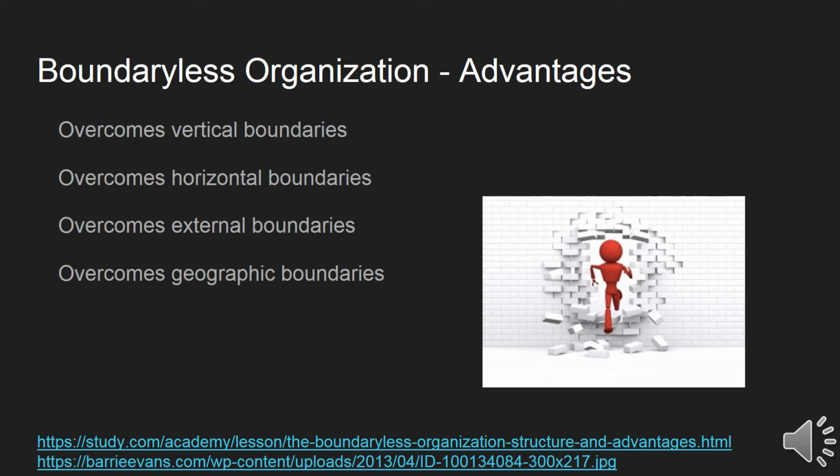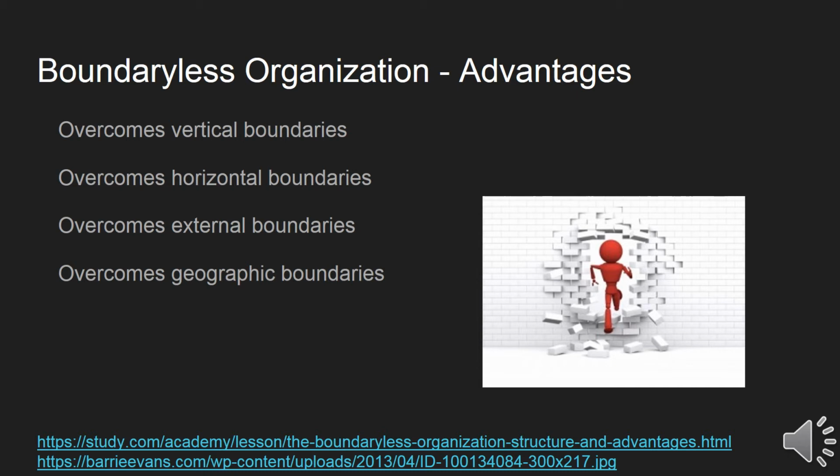So the main advantages of the boundaryless organization are essentially, as the name implies, being able to overcome the boundaries that other organizational structures have problems with. The first boundaries that this structure overcomes are called vertical boundaries. In other words, these are boundaries between different levels of an organization, so the hierarchy. Basically the boundaryless organizational structure overcomes this by simplifying the hierarchy, minimizing the importance of rank and things like that.